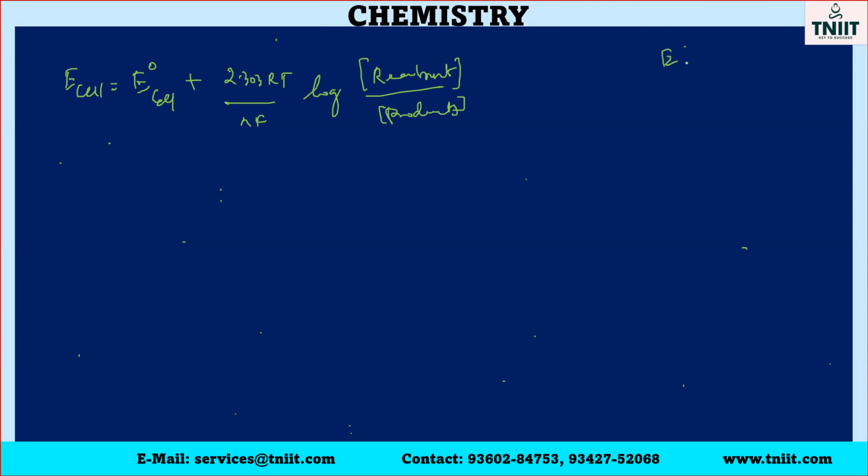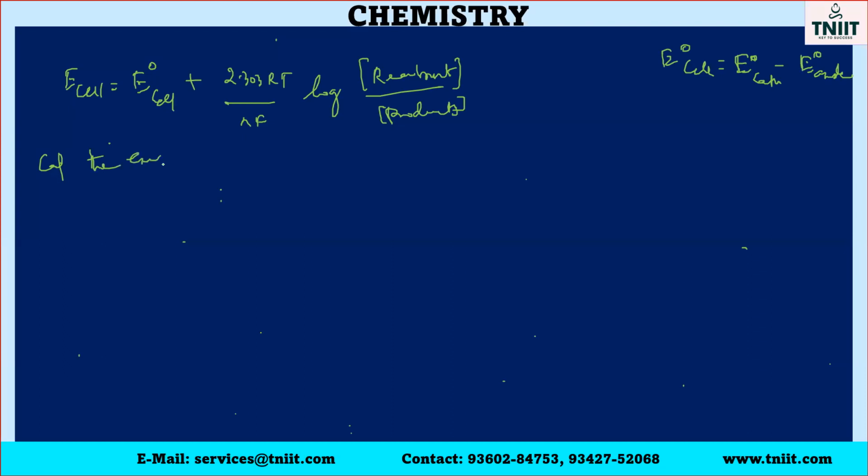Now, how do we calculate the E naught of cell? E naught of cell is calculated by the formula E naught of cathode minus E naught of anode. Now, we'll take up an example so that you will understand this better. Now, the question I will write and then we will try to explain. So these are all one mark questions in competitive exams. You cannot take more time.